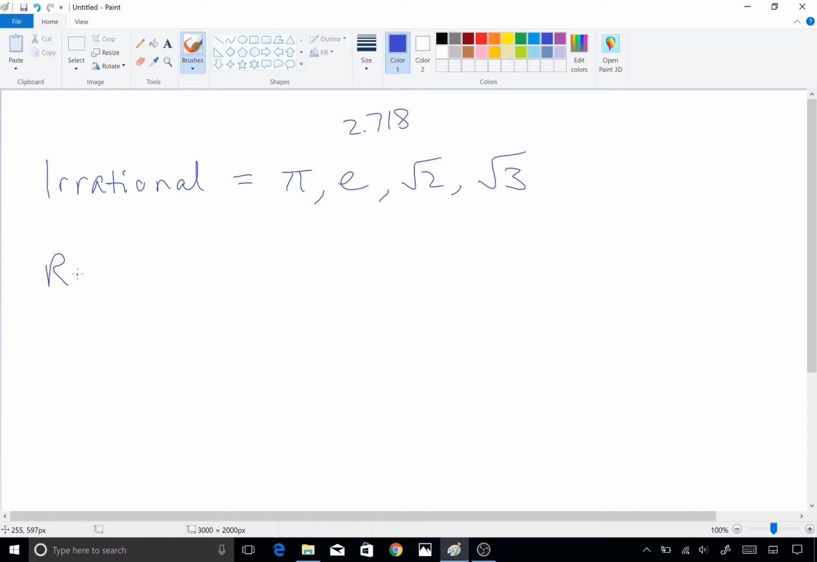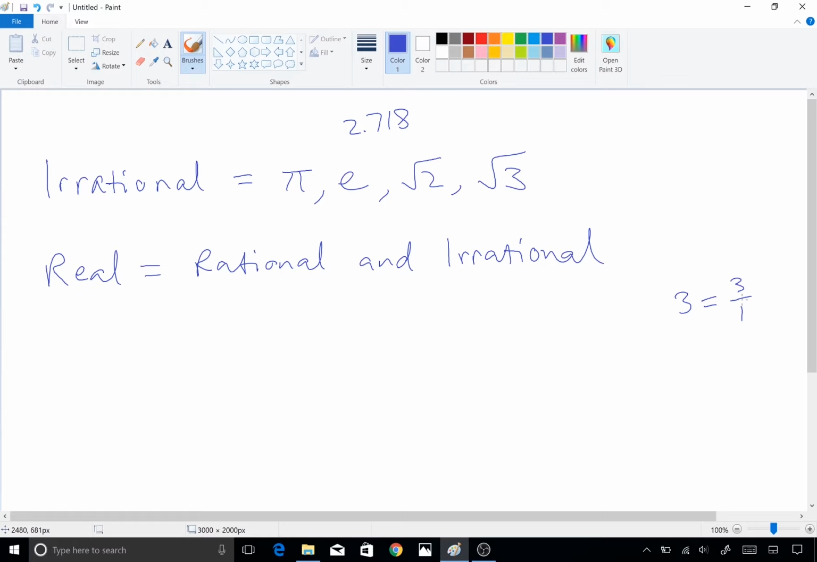The real numbers are the collection of rational numbers and irrational numbers. Note that any integer is a rational number because it can be written as a fraction with 1 in the denominator. Like 3 is a rational number because it can be written as 3 divided by 1, and that's m divided by n, where both are integers.